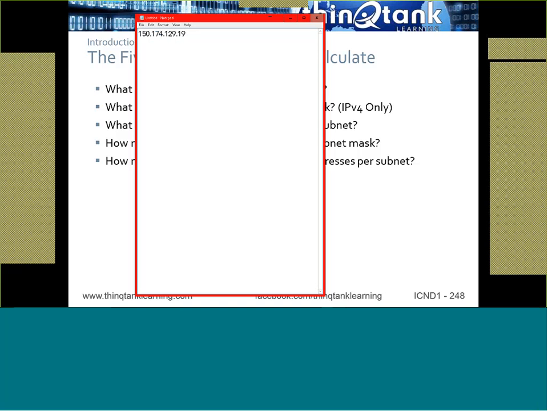Now somebody give me a mask, and don't make it on a major boundary. Don't give me a /24 or a /16. /something, but not on a major boundary.